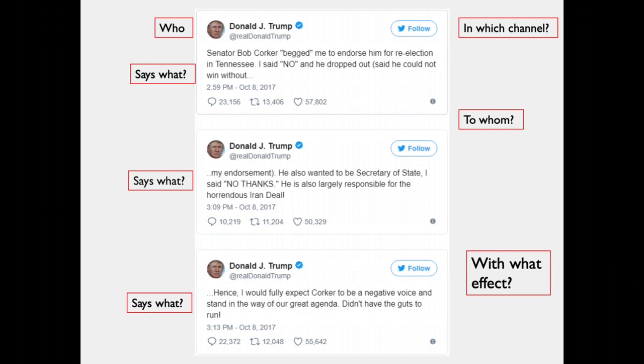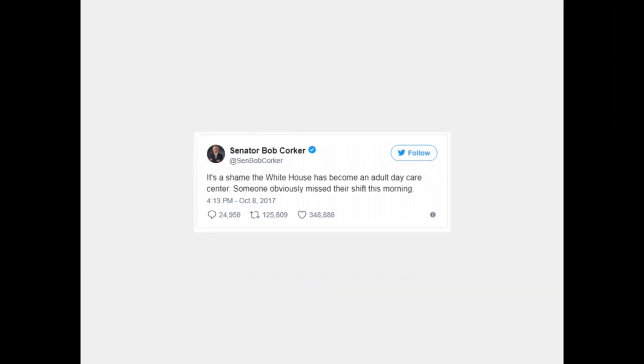Now, one of the great things about Twitter and social media in general is that it allows us, the listener, the audience, to respond. So if we look at the next part of this, what is the effect of Donald Trump saying this or tweeting this? With what effect? And if we look at the next tweet, here's the tweet from Senator Bob Corker.